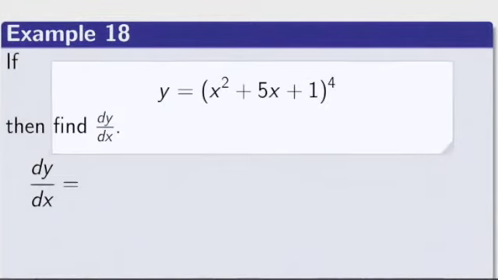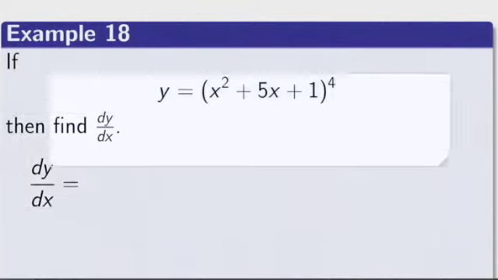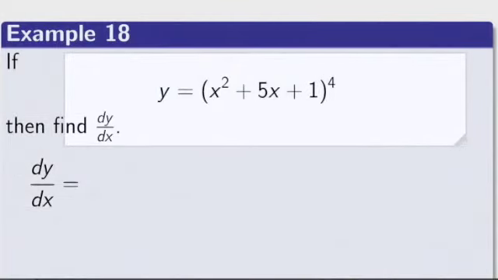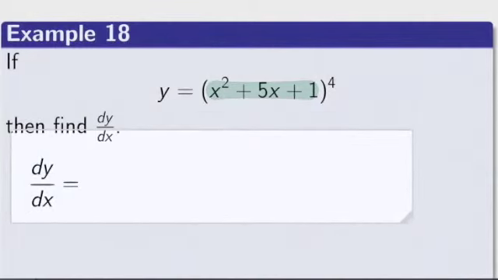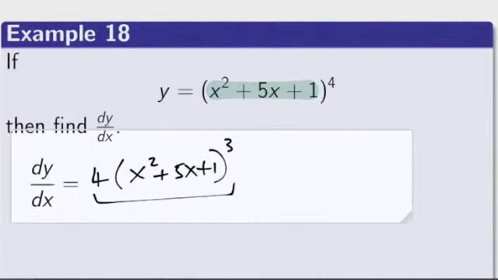Now let's apply the chain rule to differentiate y equals x squared plus 5x plus 1 raised to the power 4. So we will treat this term inside the brackets as u. So we could write dy du as 4u raised to the power 3. u is the green color term, which is x squared plus 5x plus 1, raised to the power 3.